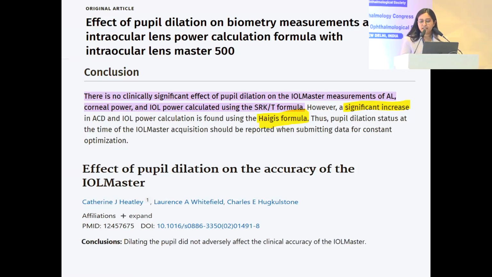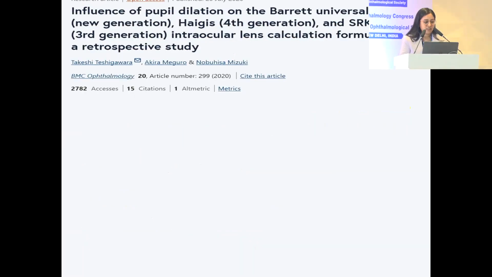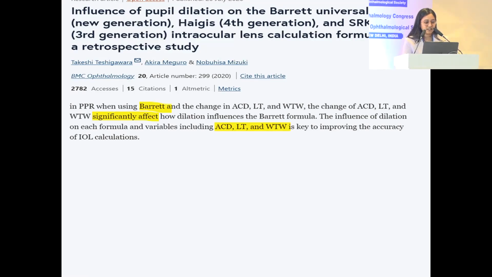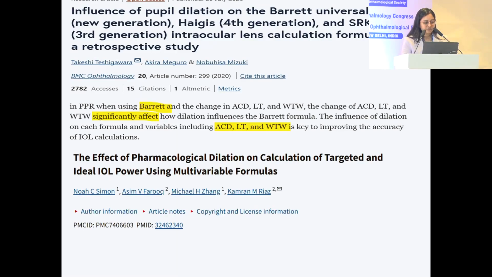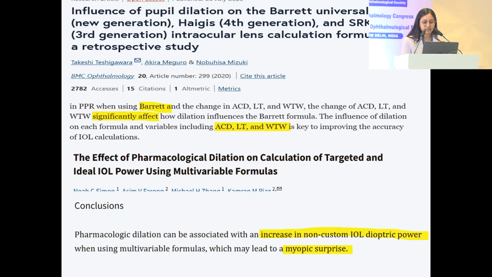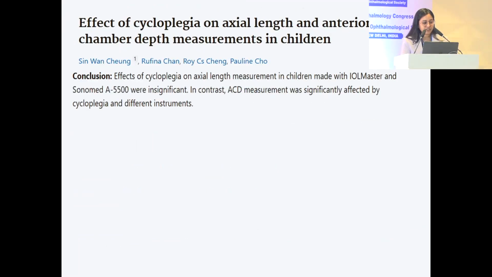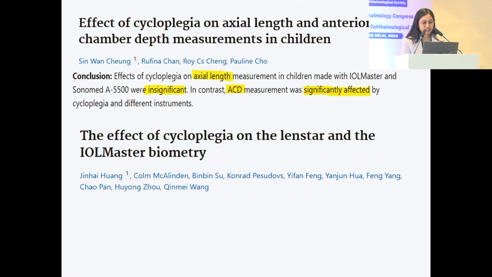Another study by Catherine et al. suggested that dilating the pupil did not adversely affect the IOL power calculation, whereas a study by Teshigawara et al. suggested that the Barrett formula was significantly affected in terms of ACD, lens thickness and white-to-white. Another study by Noah suggested that there might be myopic surprise with pupillary dilatation, and a few other studies suggested that it was insignificant.